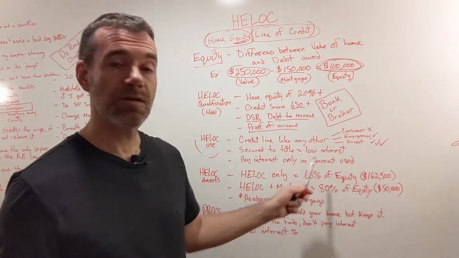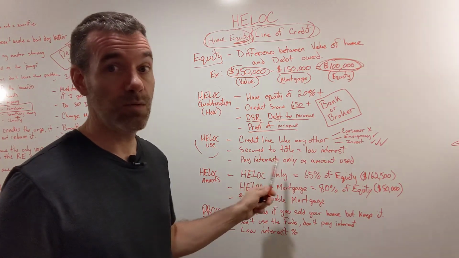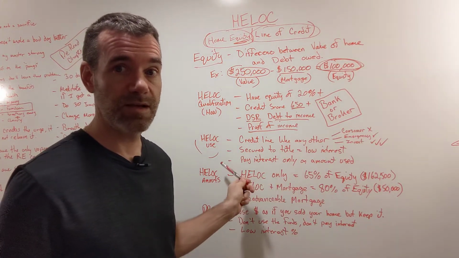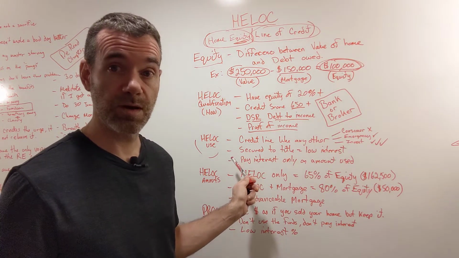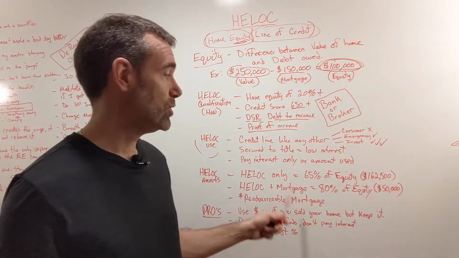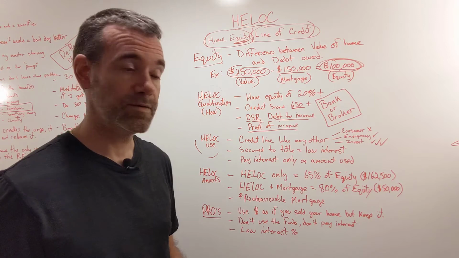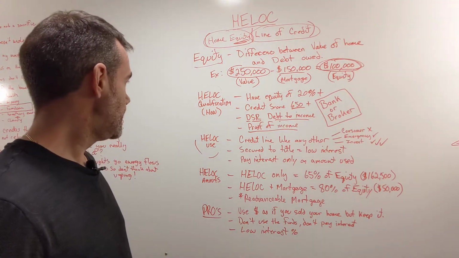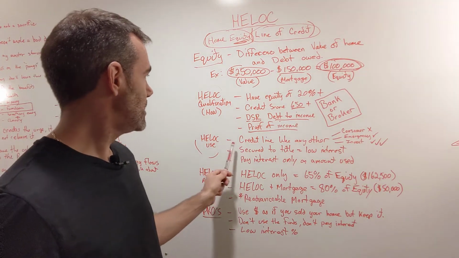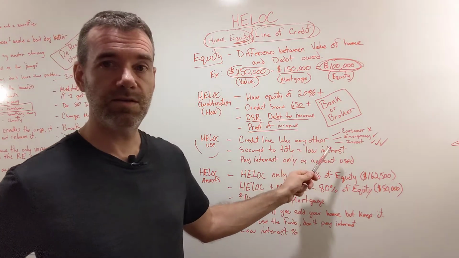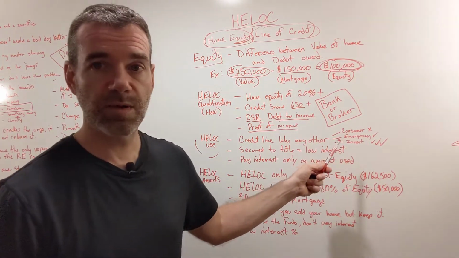You pay interest only on what you use, and you can pay only the interest. It's not like a mortgage where you have to pay interest and principal. You could just pay off the minimum interest amount. Going back up, you can use it like any other credit line. You could use it for consumer products.